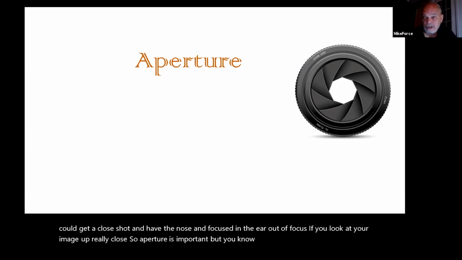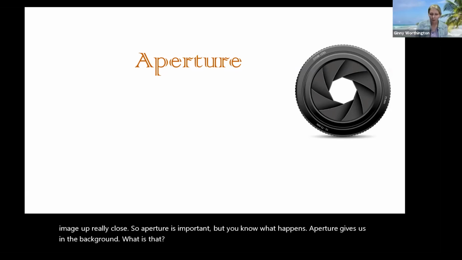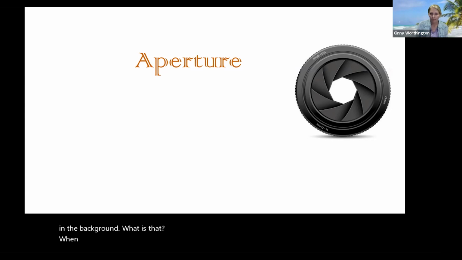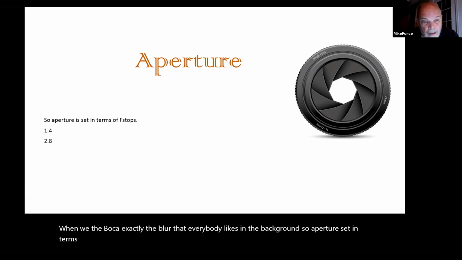But you know, what does aperture give us in the background? What is that? Bokeh. Yeah, exactly. The blur that everybody likes in the background. So aperture is set in terms of f-stops. And they kind of go like this.